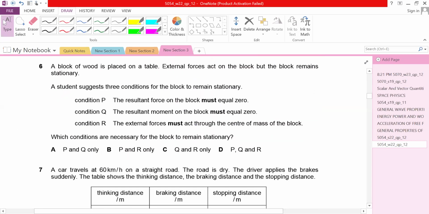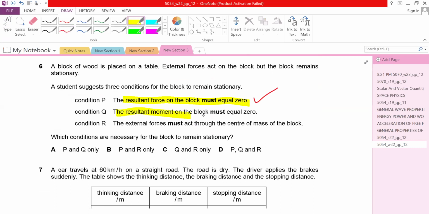Then question number 6. A block of wood is placed onto a table and an external force acts on the block, but the block remains stationary. A student suggests three conditions for the block to remain stationary. Condition number 1, or condition P. Condition P is that the resultant force on the block must be 0. Yes, this condition is correct.